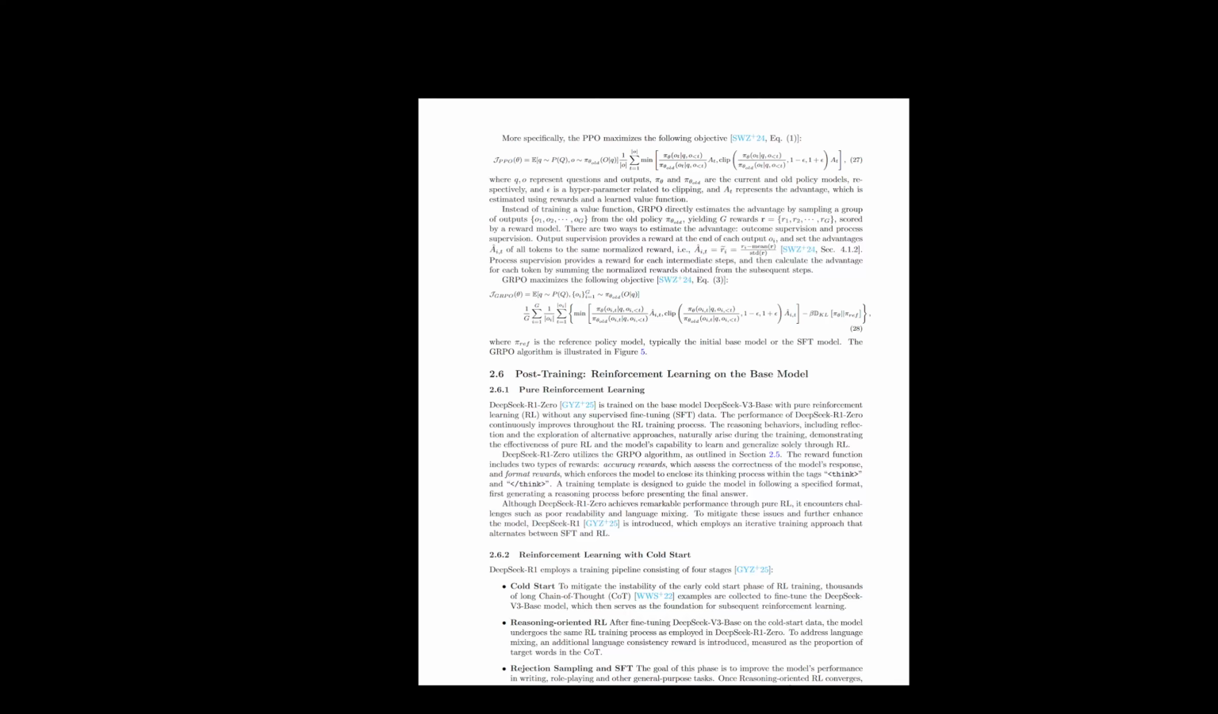Process supervision provides a reward for each intermediate step, and then calculates the advantage for each token by summing the normalized rewards obtained from the subsequent steps.